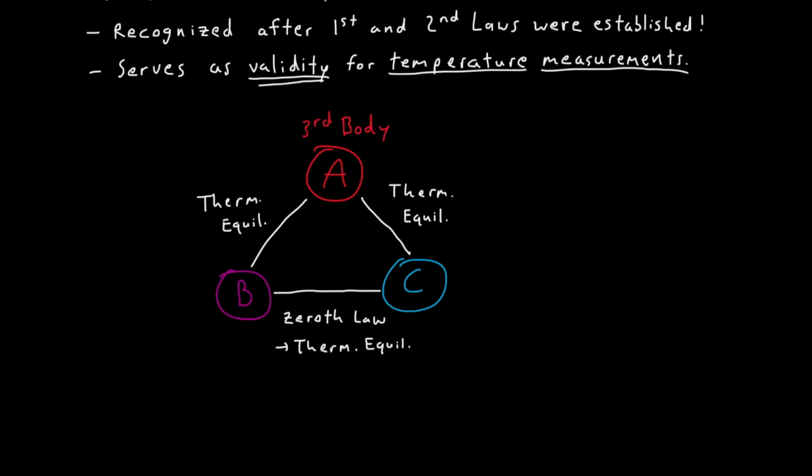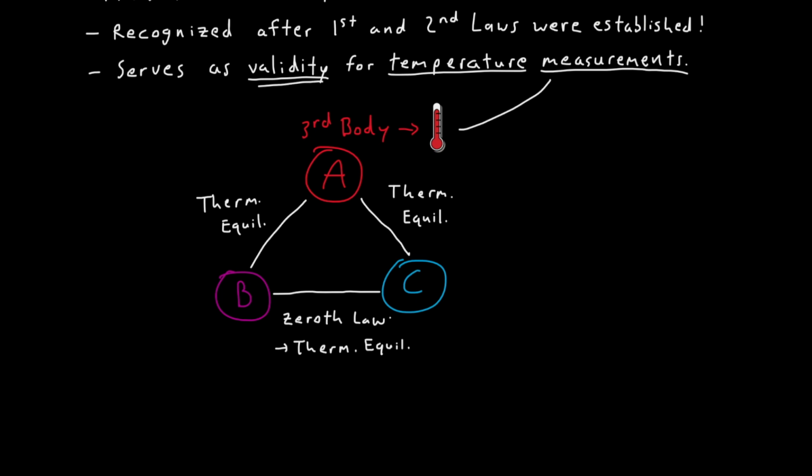And now just to relate this to the validity for temperature measurements, here we can say that this third body is a thermometer, which is of course used for measuring temperature. So to conclude, the Zeroth Law would basically imply that the thermometer is in thermal equilibrium with the system.